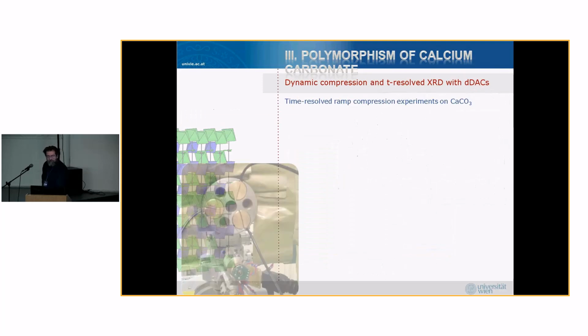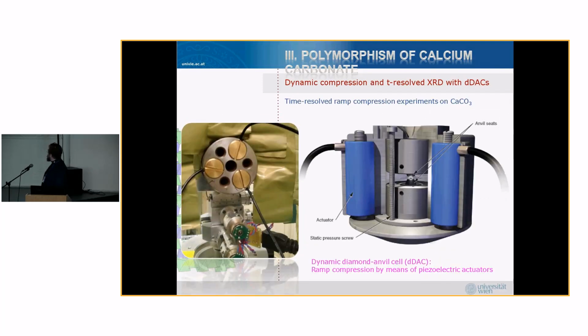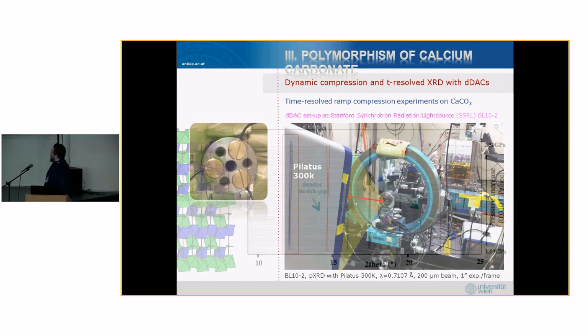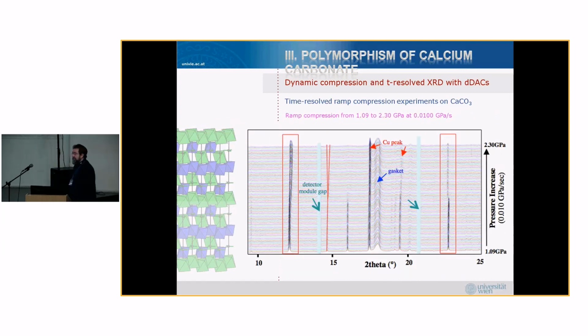So what we have done now was using this technique I was explaining on the Stanford synchrotron radiation light source. We have done one experiment here, and what you see here is the sequence of the ramp compression starting at 1.09 GPa, going up to 2.3 GPa. So it is related to this first transition from 1 to 2.